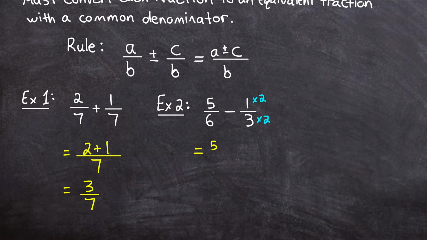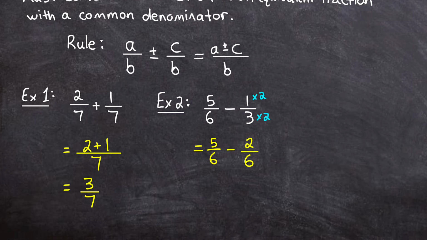I have 5 over 6 minus 1 times 2 is 2, and 3 times 2 is 6. And now that I have a common denominator, I can subtract the fractions. And to subtract the fractions, I just have to subtract the numerators. 5 minus 2 is 3, and then keep the common denominator of 6.